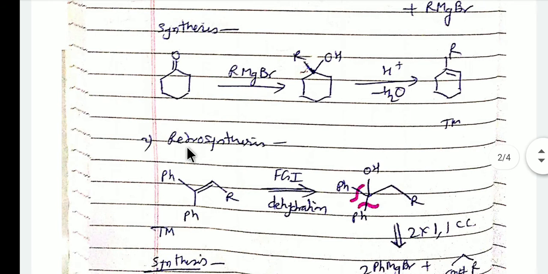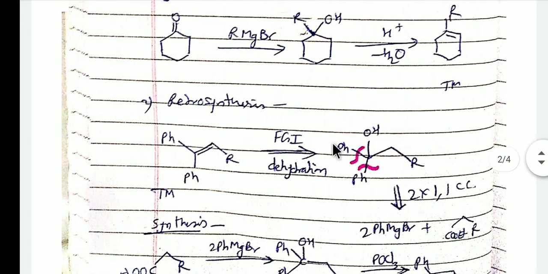Now, another example for retrosynthesis. This is the target molecule. On FGI dehydration, we get this type of molecule, and we disconnect this molecule at this position, between C and Ph, and C and Ph. So we can say 1,1 C-C disconnection, and we get two synthetic equivalents. Here Ph minus, here Ph minus, and by adding MgBr to Ph minus we get this synthetic equivalent, and here we get C plus.